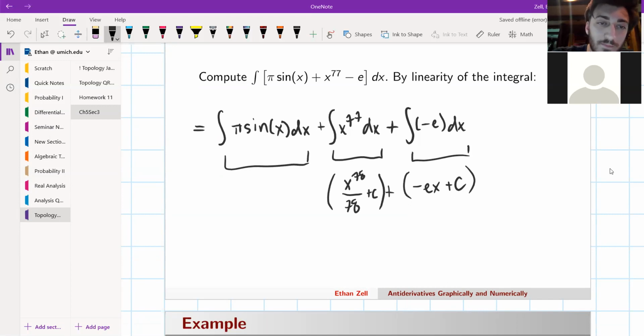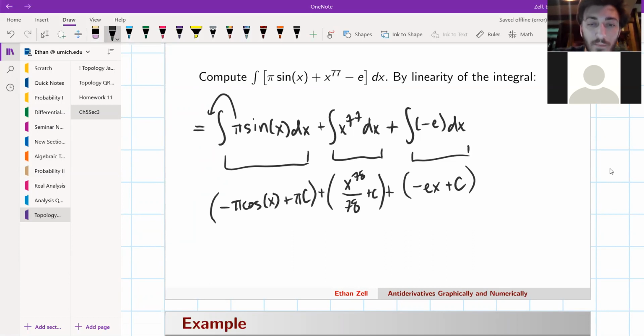And then over here, I can pull out this pi. And so I'm just looking at the integral of sine of x dx, which I know by the theorem is just minus cosine of x plus c. And then I had times pi, so I'm going to add that in, pi c.